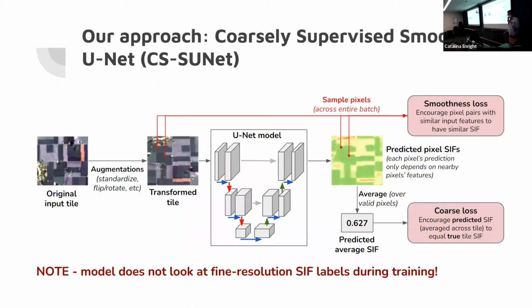So how we modify this is we add a smoothness loss that serves to encourage pixel pairs with similar input features to also have similar SIF. We sample random pixels that have the same crop type and try to enforce that if they have similar reflectance and crop type, they should have similar SIF. And this turns out to work pretty well. In fact, the smoothness loss is not so critical, because if you have the fine resolution validation set, you can just stop the training early before it overfits, and that will also produce a good model.